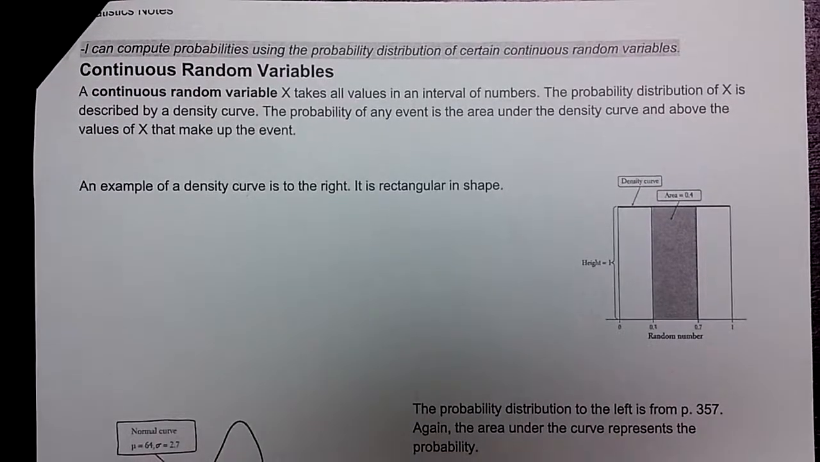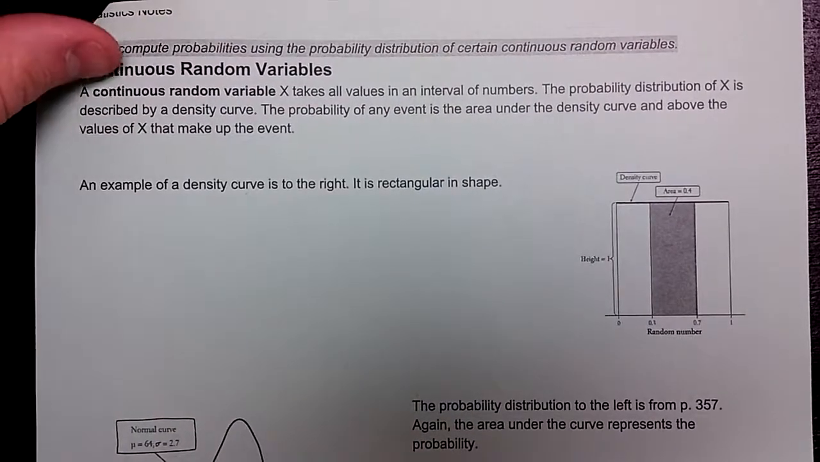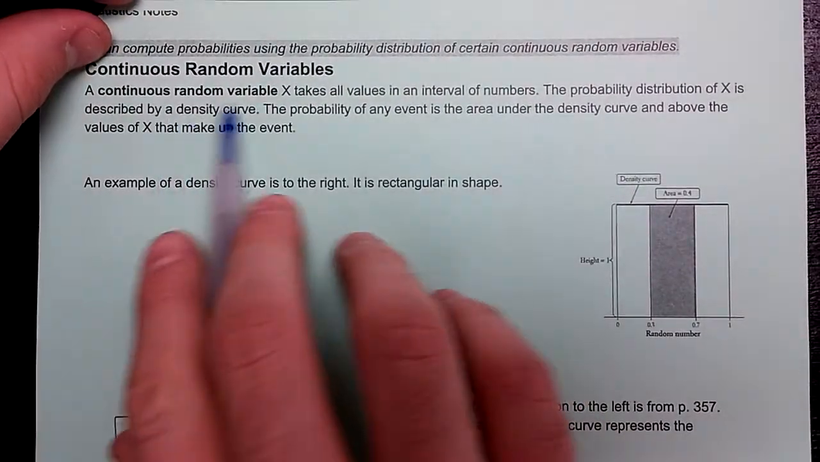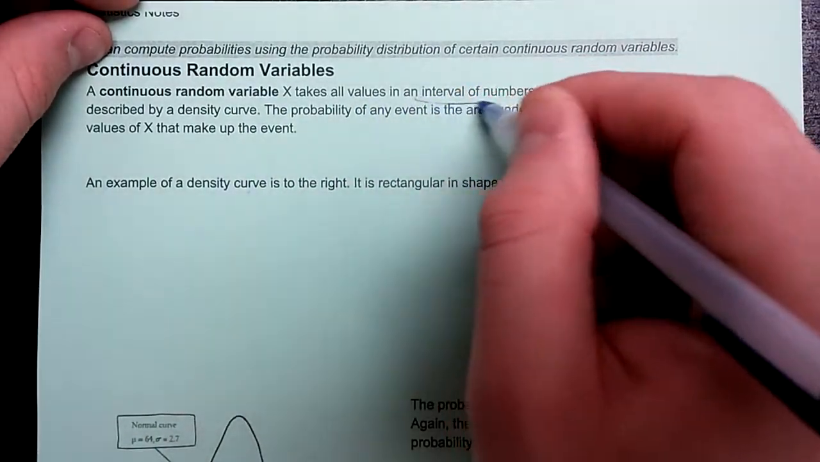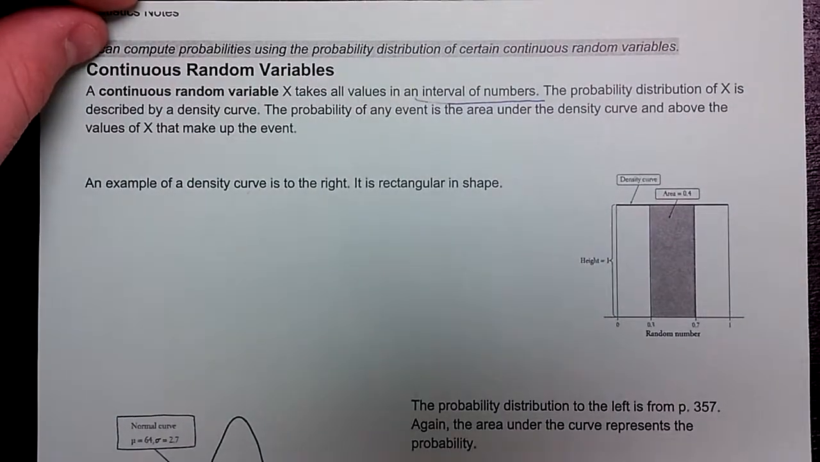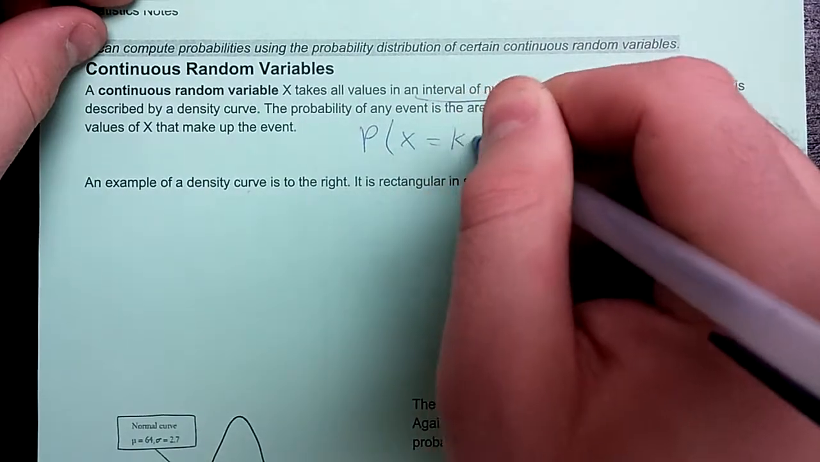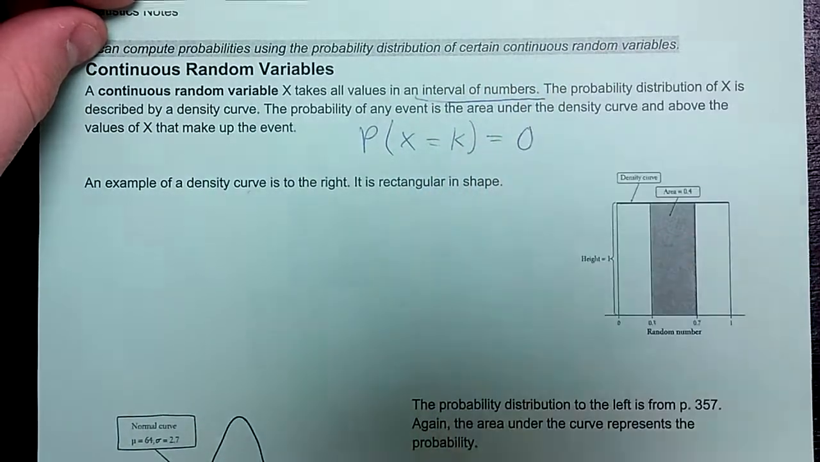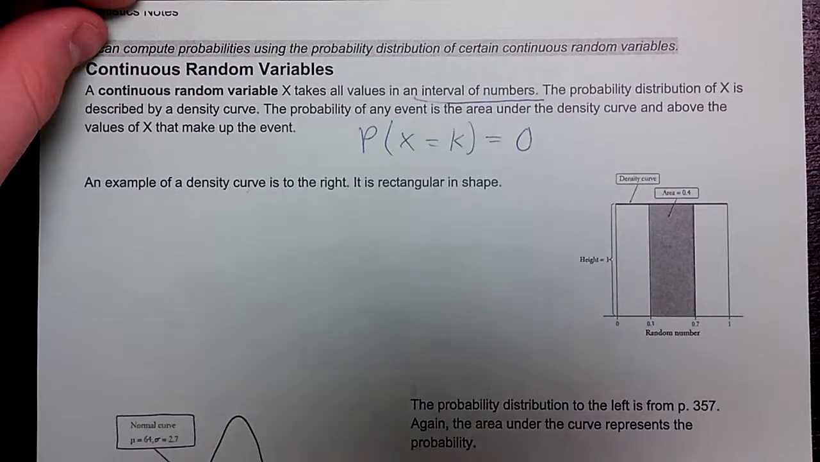In this video, we're going to talk about continuous random variables, a distribution of continuous random variables, and how to think about probabilities within them. A continuous random variable x takes all the values in an interval of numbers. So instead of talking about single events with continuous, we talk about intervals of events. Because the probability of a single event, let's say x is equal to some number k, is actually 0 for a continuous random variable distribution.